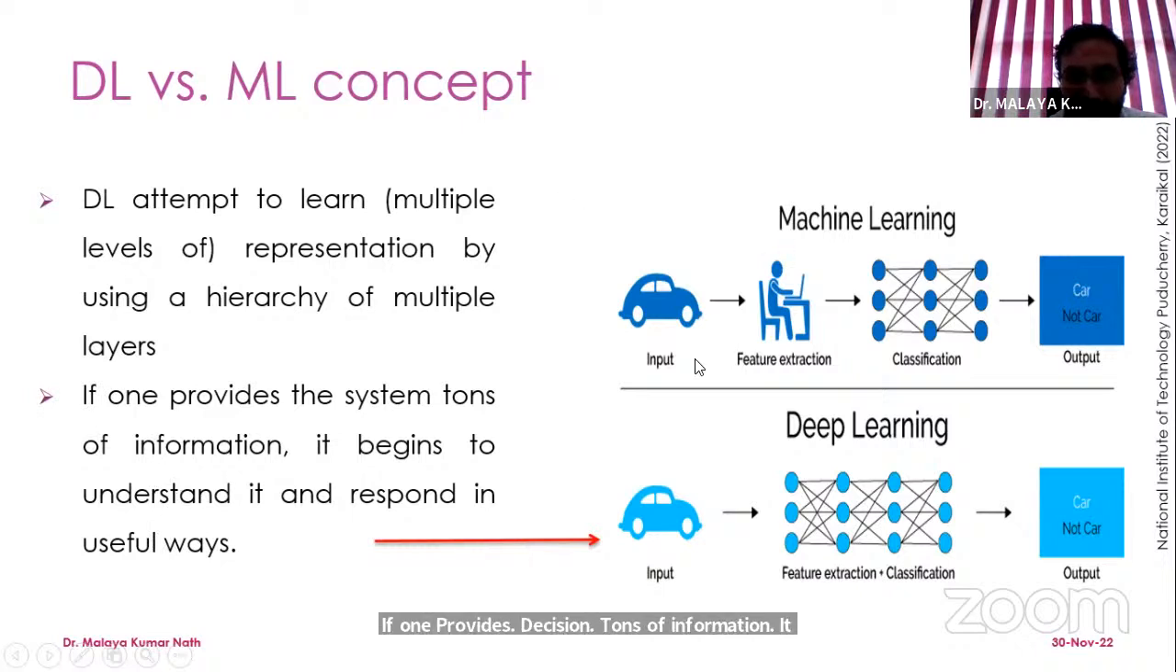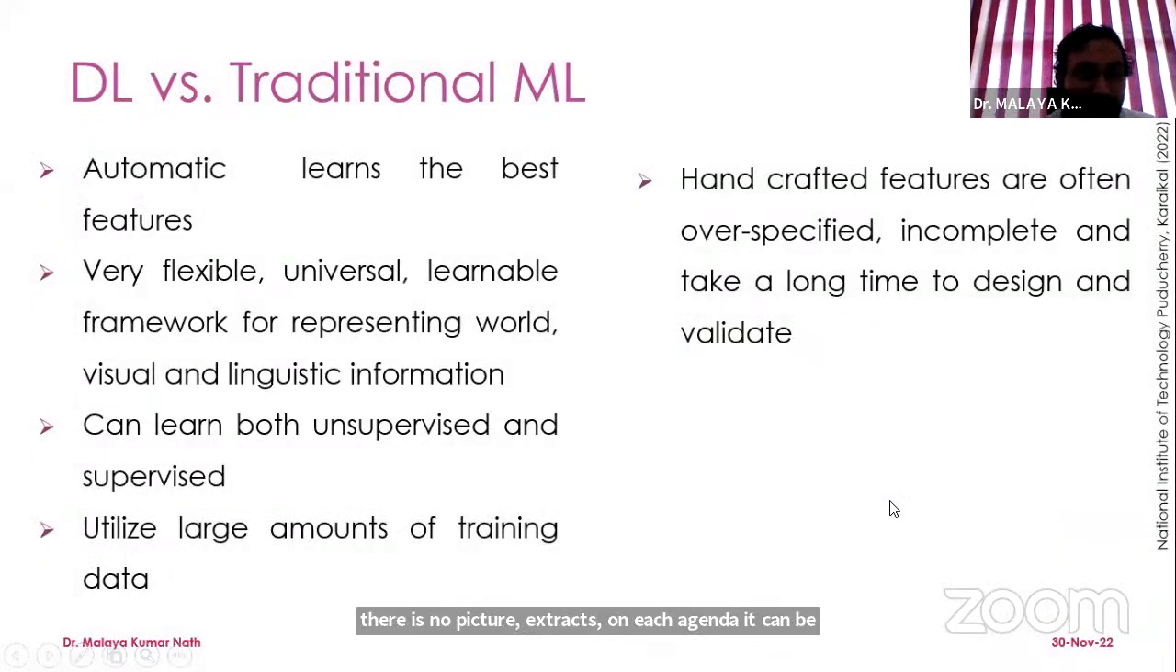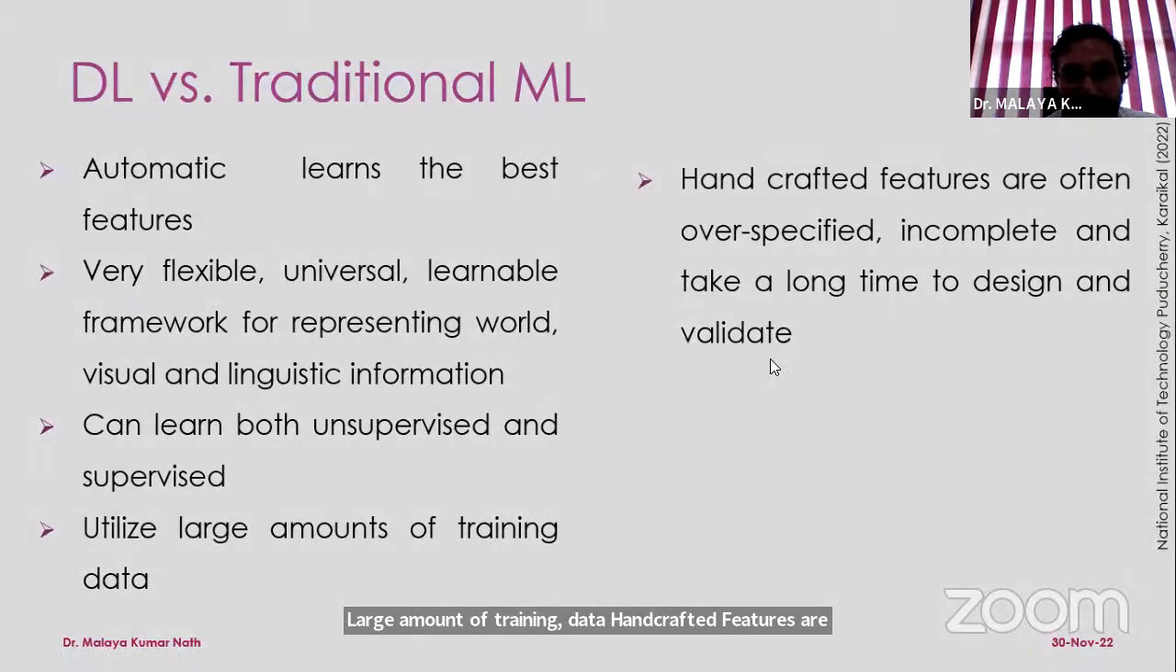So that means in machine learning, there is a feature extraction block present, but in the case of deep learning, there is no feature extraction block. It can be performed with the help of this deep neural network concept. If we look into deep learning versus traditional machine learning approaches, deep learning automatically learns the best features and is a very flexible, universal, learnable framework for representing the world, visual and linguistic information, and can learn both unsupervised and supervised, utilizing a large amount of training data. Handcrafted features are often overspecified, incomplete, and take a long time to design and validate.